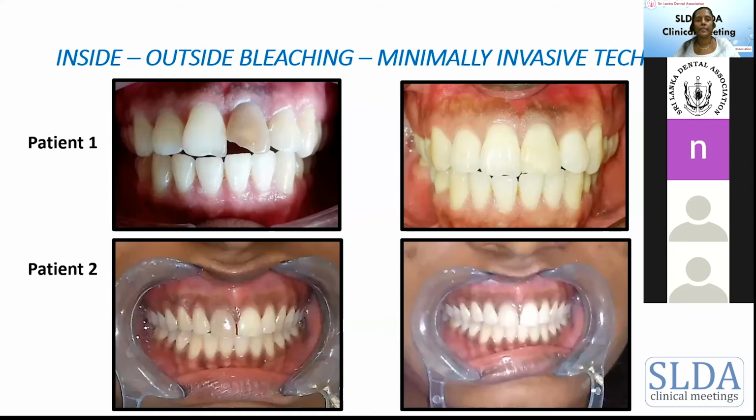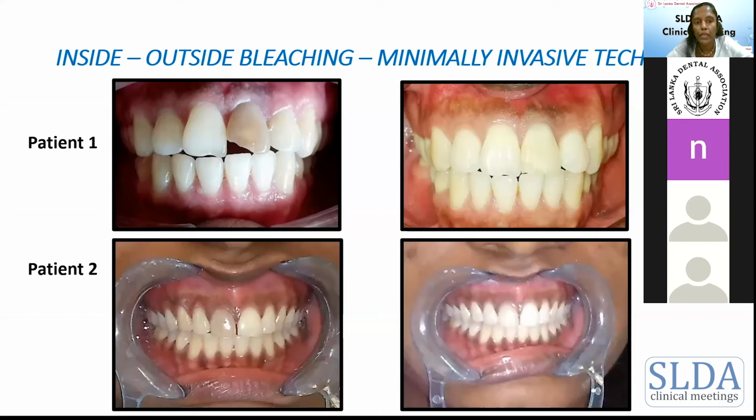So actually we have to promote these minimally invasive techniques in our clinical practice rather than cutting good tooth tissue and providing a crown. We have to convince our patients and do the best for them with the minimal intervention technique, especially in young patients. These 2 are young patients, so retention of their own tooth tissue is much better than providing extra coronal restoration such as a crown.